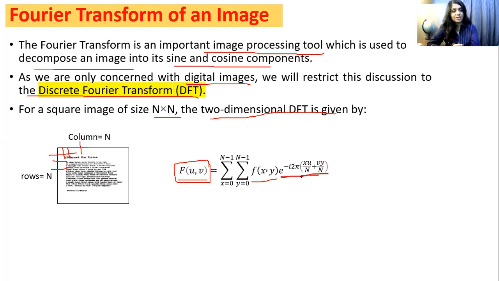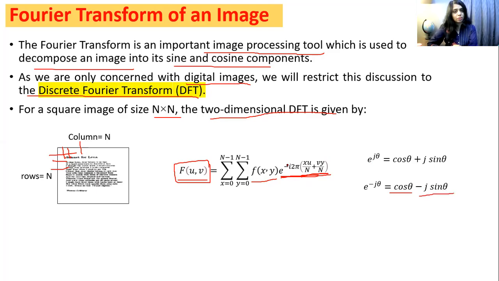The form of this is e raised to power j theta. What is the value of e raised to power j theta? E raised to power j theta, we write it like cos theta plus j sin theta. And if it is e raised to power minus j theta, that means it is cos theta minus j sin theta. So what is the value of this? It is a function, it is a basis function, consists of cos terms and sine terms.